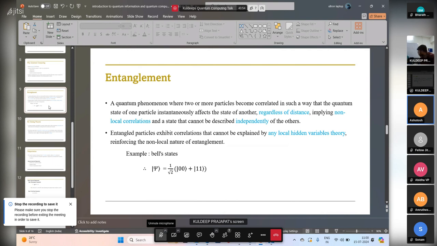Yes, Ashutosh. Sir, can you just brief me a little more about entangled states? How to explain? Okay. So the idea of entanglement is something like this.